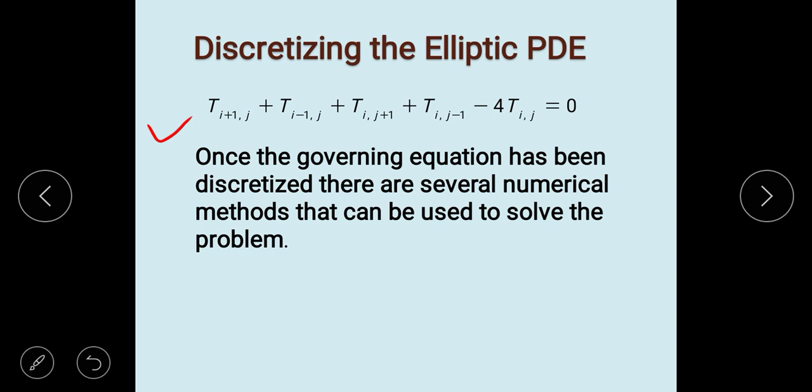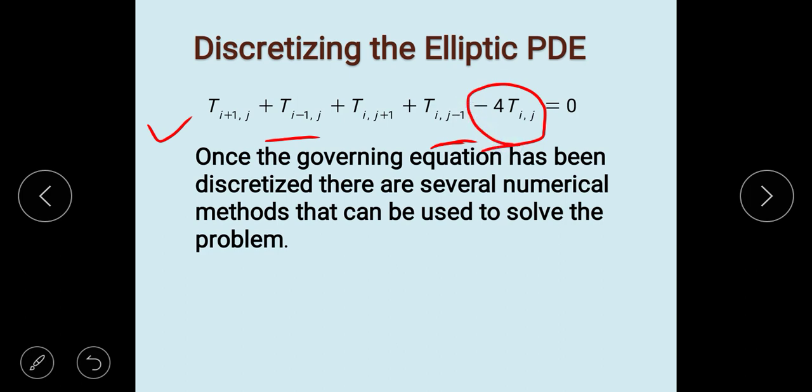T of i plus 1 comma j, T of i minus 1 comma j. Remember here i is increased and decreased by 1, j is constant. Again the same here: now you have to keep i constant, and j is increased by 1 and decreased by 1. T of i comma j plus 1, T of i comma j minus 1, and the last one, minus 4 into the middle term, that is T of i comma j, equal to 0.